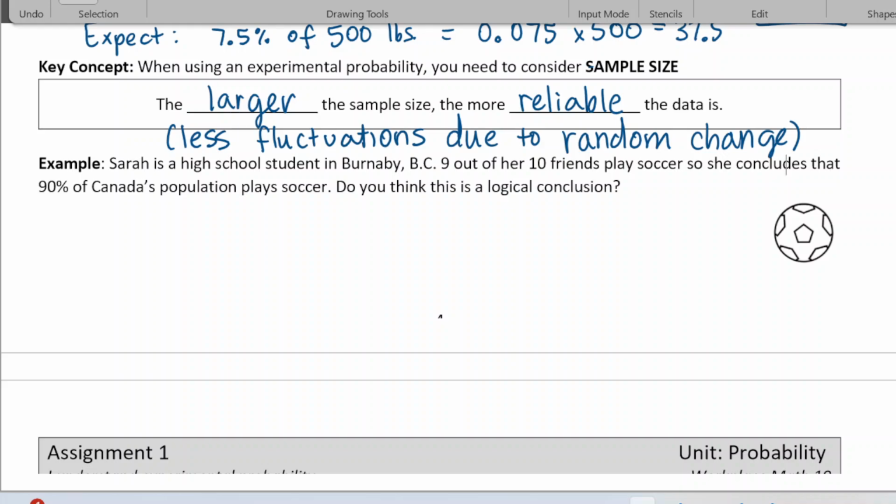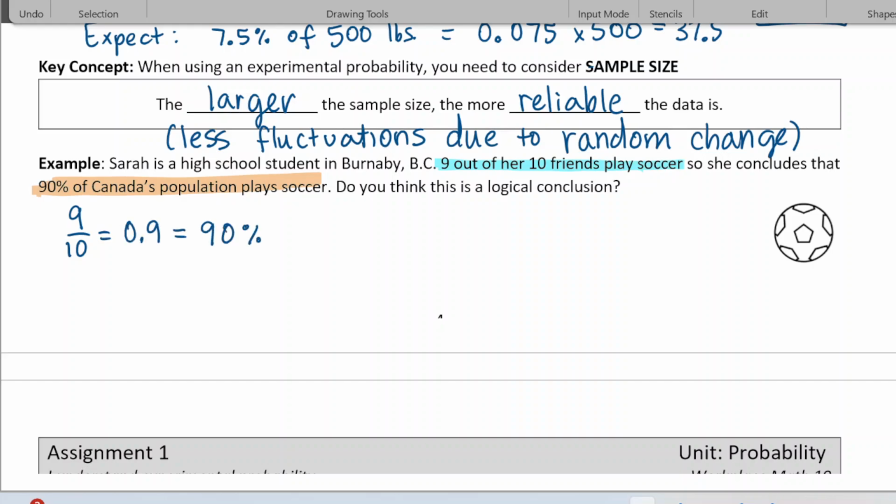Okay, let's read this one. Sarah's a high school student in Burnaby, BC. 9 out of her 10 friends play soccer. Let's just highlight that. So she concludes that 90% of Canada's population plays soccer. Do you think this is a logical conclusion? Okay, so 9 out of her 10 friends play soccer. 9 out of 10. Let's convert that to a decimal. If I divide it, it's 0.9, which is 90%.